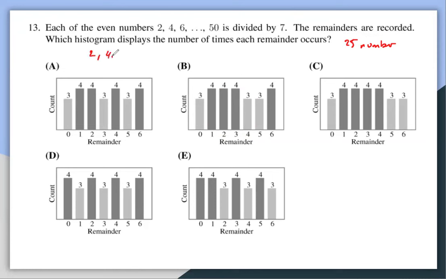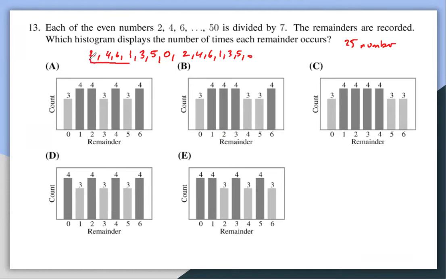So 2, 4, 6. The 8, if you take mod 7, you'll get 1. And then 10 will be 3 more. So you can see we are just increasing by 2, but these are going to be my remainders when I take mod 7. The next one should be 5, and the next one should be 0 because of 7, and then we will have this pattern again. So you got 2, 4, 6, 1, 3, 5, 0.